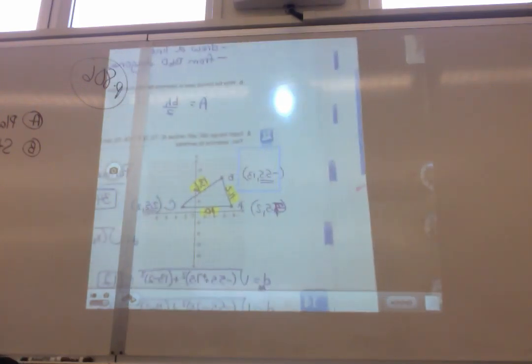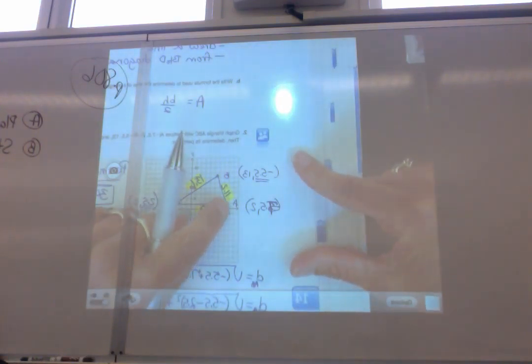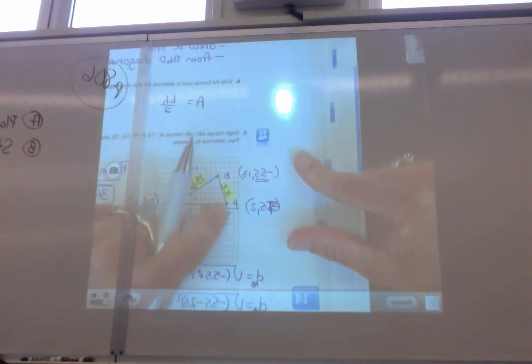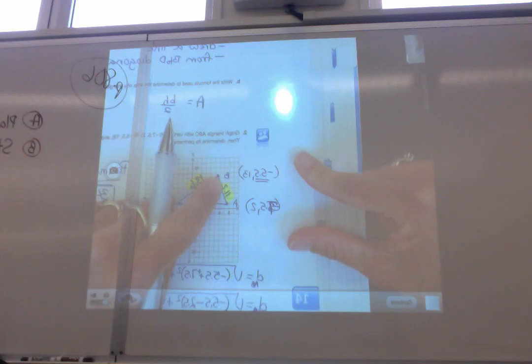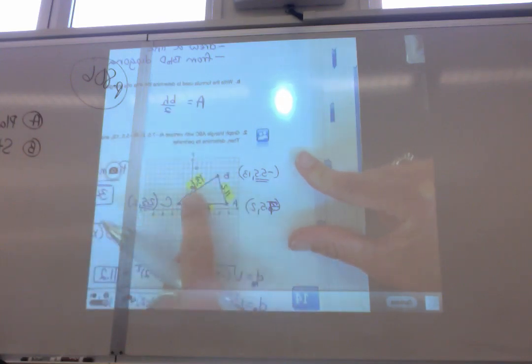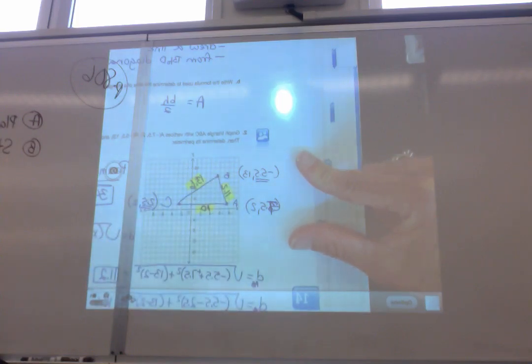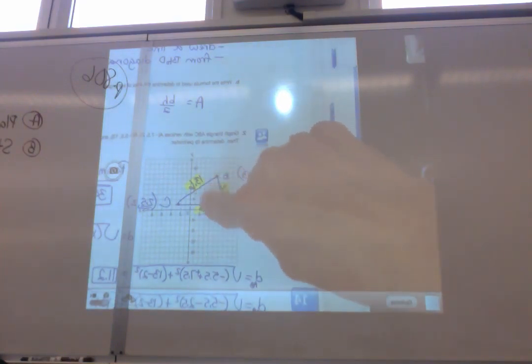Okay, so let's take a look at that. Arlo said this is the height, AB. Trisha says this is the height, BC. And Randy says we don't have a height yet. Who's correct? Randy. Take 30 seconds, talk at your table. Where on this triangle is the height? 30 seconds starting now.